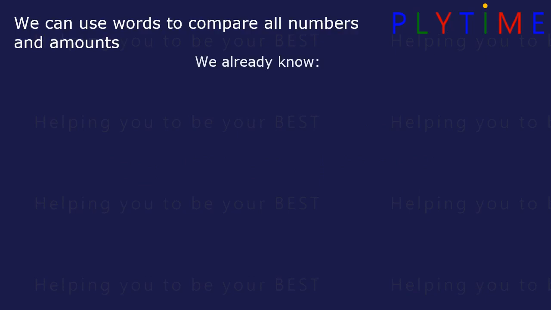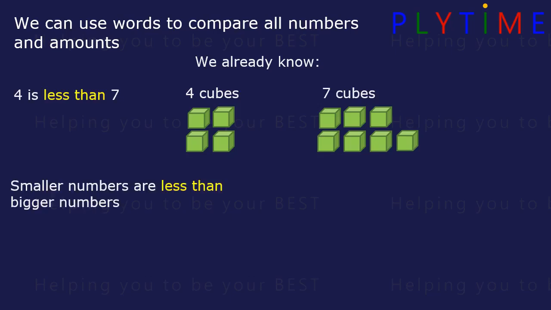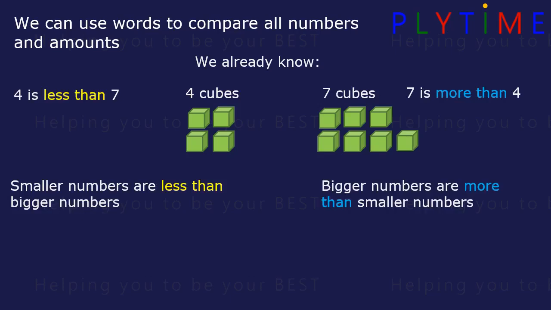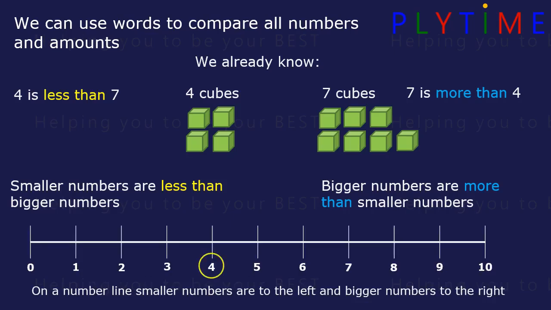We already know 4 cubes and 7 cubes. 4 is less than 7. Smaller numbers are less than bigger numbers. 7 is more than 4. Bigger numbers are more than smaller numbers. On a number line, smaller numbers are to the left and bigger numbers are to the right. 7 is to the right of 4.